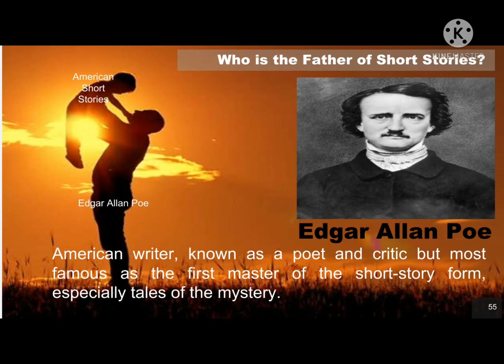Edgar Allan Poe. He is an American writer, known as a poet and critic, but most famous as the first master of the short story form, especially tales of mystery. He is famous for his The Raven and The Cask of Amontillado.